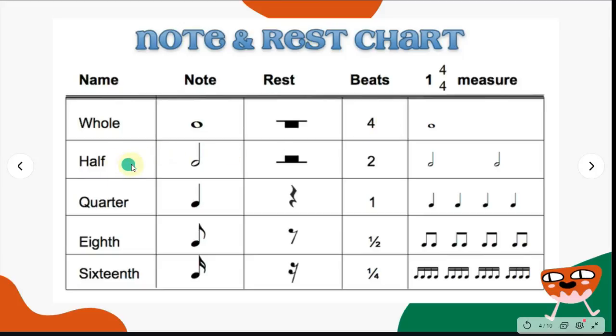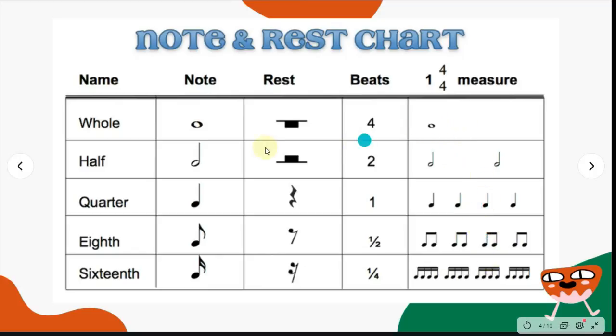And this one is half note, and the symbol is half note, symbol of half rest. They receive 2 counts. Quarter note and quarter rest, both receive 1 count. 8th note, this one, see the symbol and the 8th rest, 1/2 beat. 16th note and 16th rest, 1/4 beats. And these are the measures.